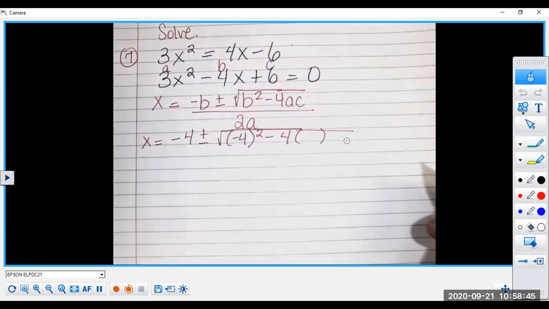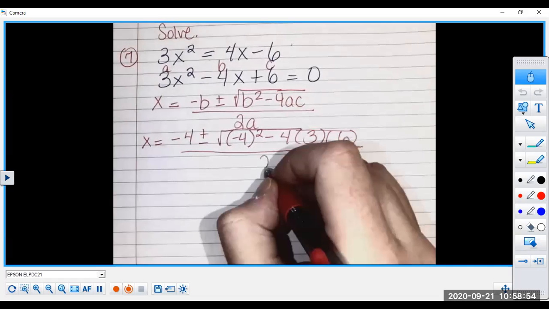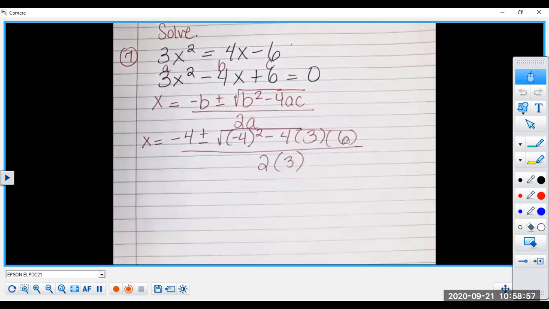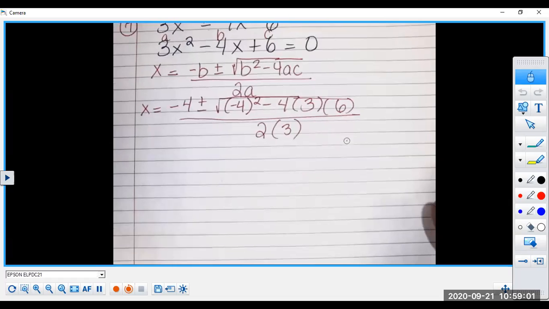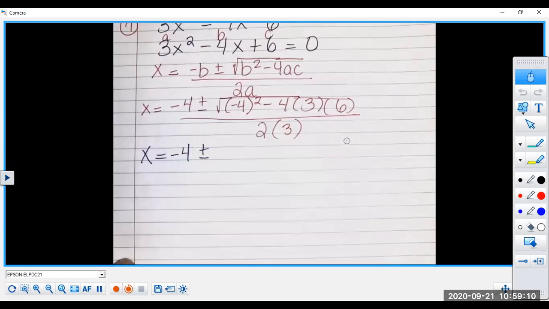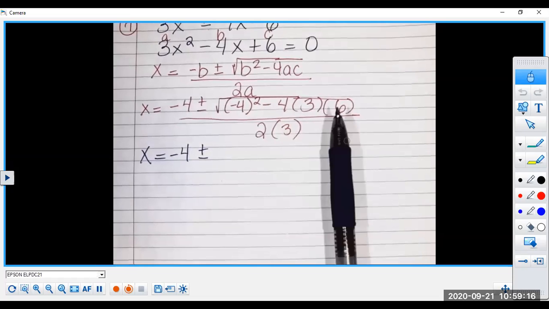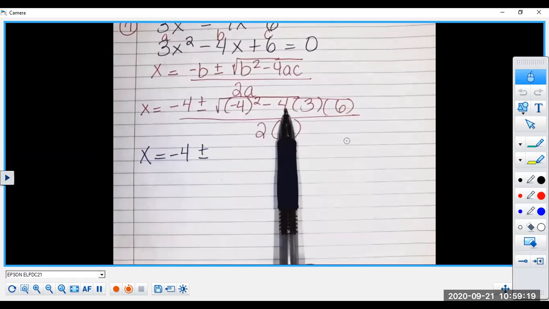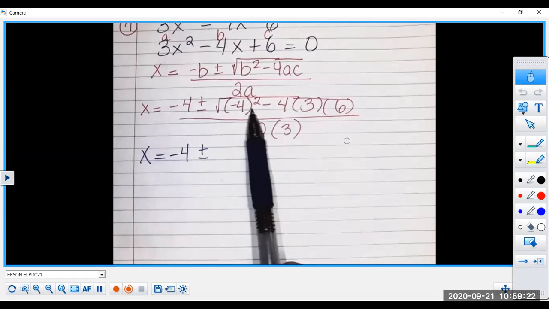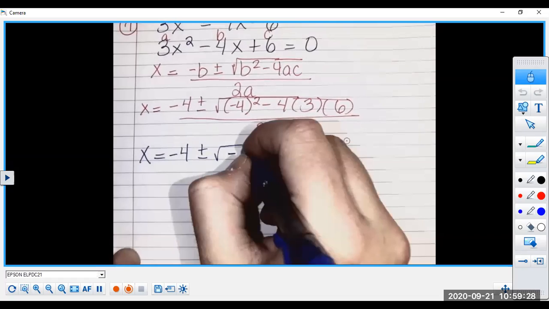Minus 4 times a, which is 3, times c, which is 6, all over 2 times 3, which is 6. Okay, what do you get when you have 16 minus 12 times 6, which is 72? 16 minus 72. You get negative what? 56.